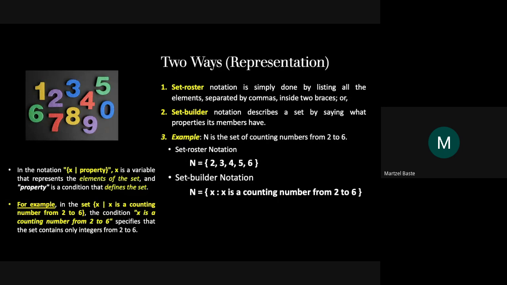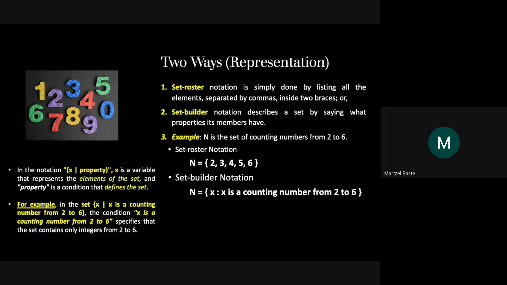Now let's talk about how we represent the sets. Mathematically, we have to know how to create sets. There are two ways to represent sets. Number one is the set roster and the other one is set builder. When we talk about set roster notation, we use the curly braces to represent the elements or the members of that set, and inside of it are the list of the members of that particular set.